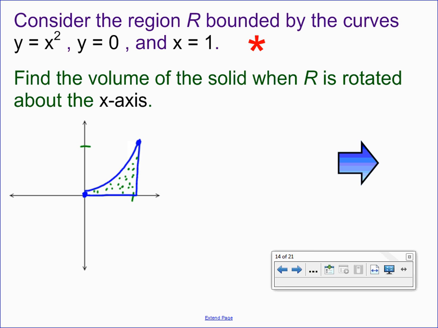So if we were to take that original region, bounded by y equals x squared, and x equals 1, and the x-axis, y equals 0, and spin it about the x-axis, can we consider the solid that would result? Yeah, certainly.